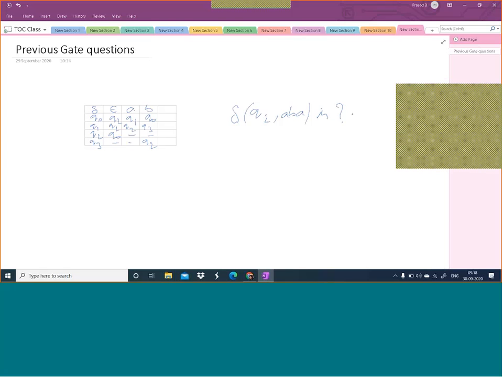Teja, here delta of Q naught comma epsilon is Q2. The meaning of this one: delta of Q naught comma epsilon is Q2. At the same time, Q naught comma A is Q1, and Q naught on B is Q naught. That is the meaning of this one. Okay? Right?